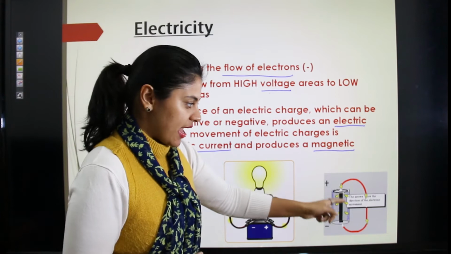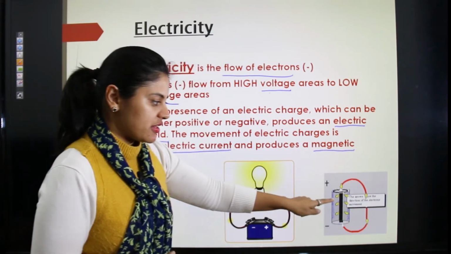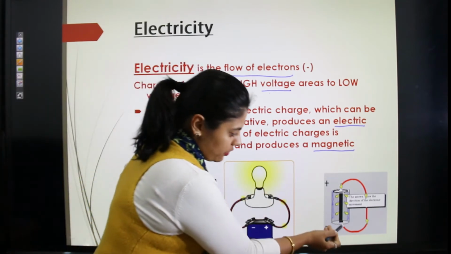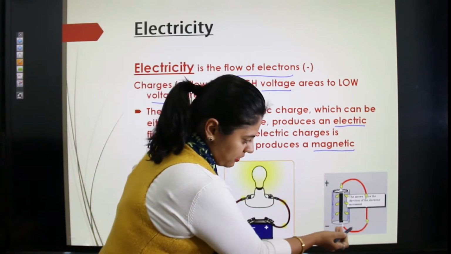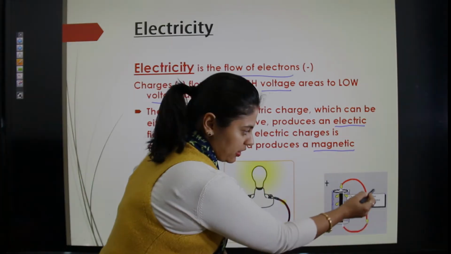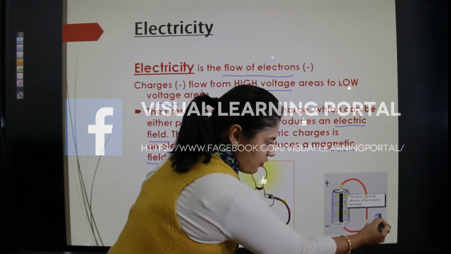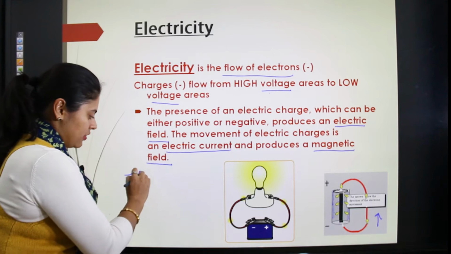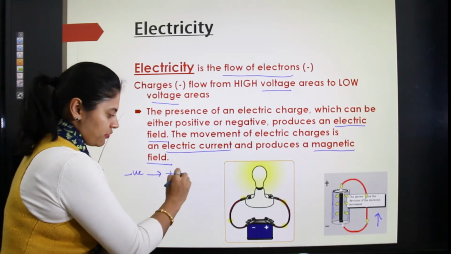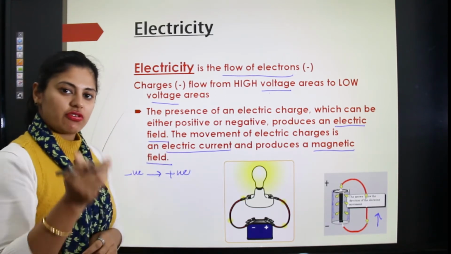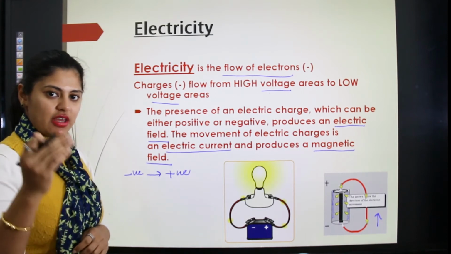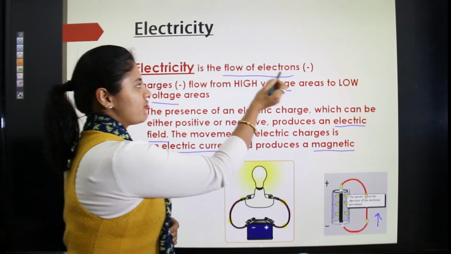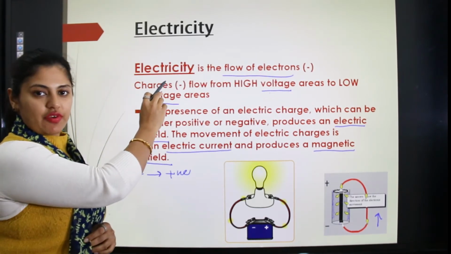Similarly for this one, the arrow's flow shows the direction of the electrons' movement, how the electrons move. You can see the arrow is going to this side, from the negative to the positive. So it flows from negative to positive. As electrons have the negative charge, and the movement, the flow of electrons, is the production of electricity.